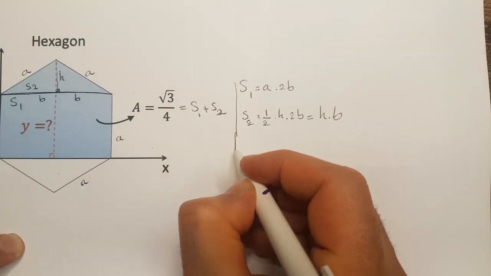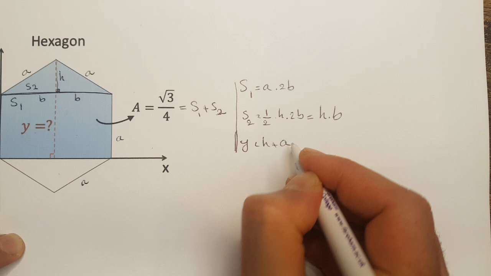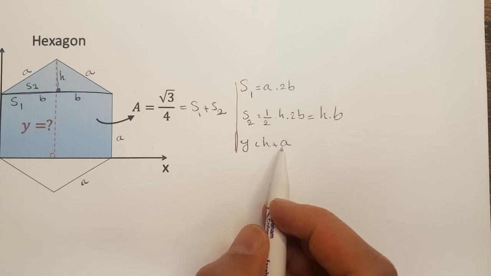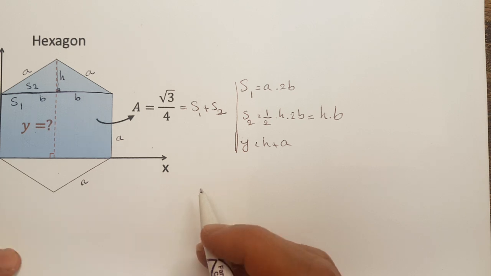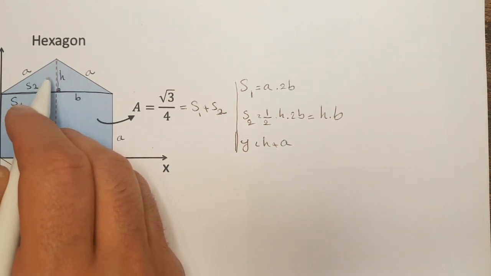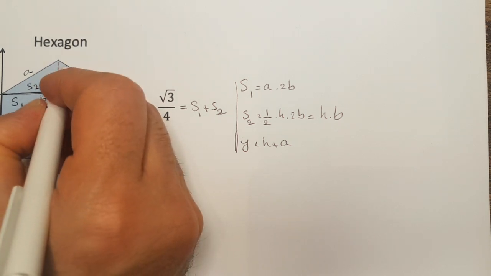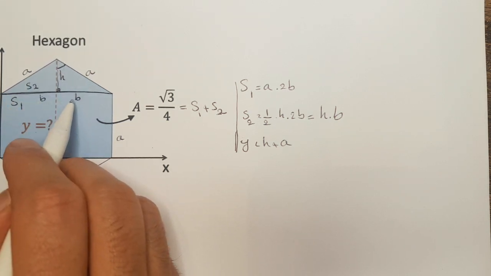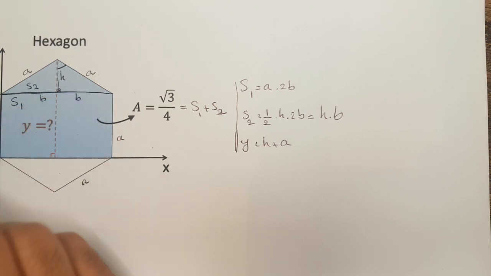On the other hand, y, this value, will be h plus a. So we need to find h in terms of a, and then find the value of a in order to be able to find y. So from right angle trigonometry, if we know this angle, then from the cosine and sine of this angle, we'll be able to find the relation between b, h, and a.